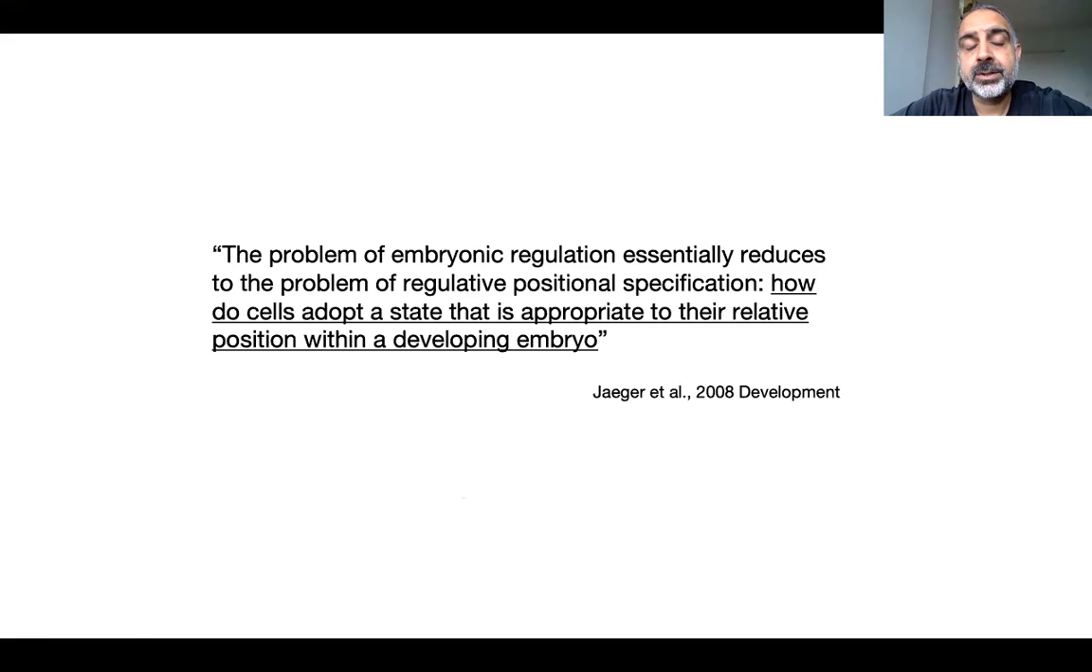So basically the question is: how do cells adopt a state that is appropriate to their relative position within a developing embryo? This is probably the preeminent way in which the embryo, as a ball of cells, knows that these cells here are meant to do something different from these cells here, which is again doing something different from these cells here. So this is important for the coordination in this bag of cells.